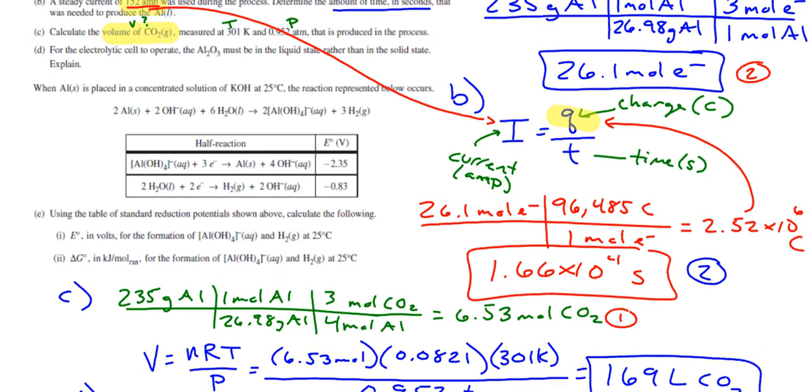For the electrolytic cell to operate, the aluminum oxide must be in liquid state rather than in the solid state. Explain. Okay, so what it's saying, I'm going to just write it right here, is that it needs to be a liquid instead of a solid.